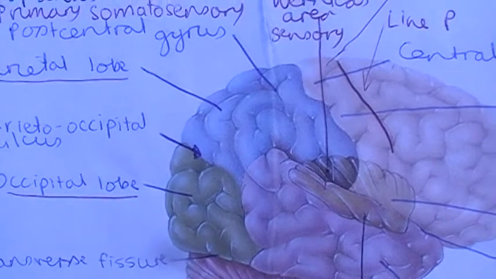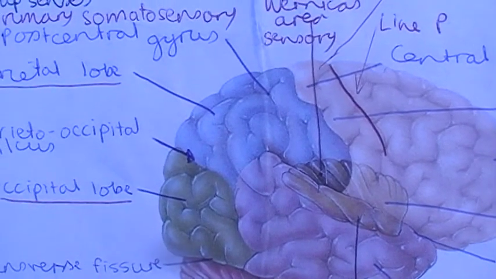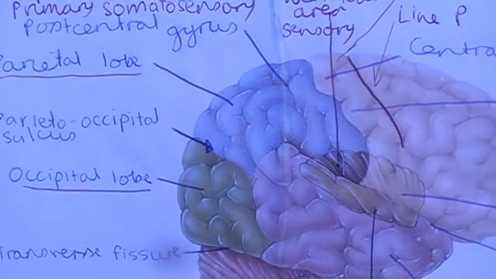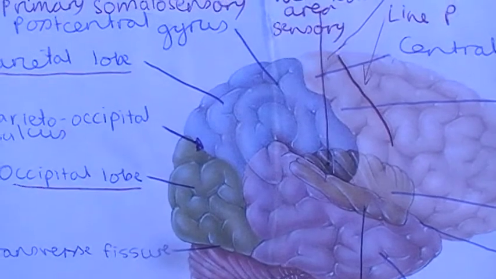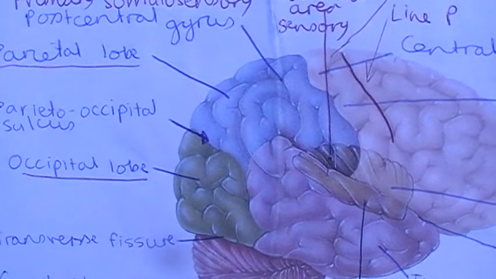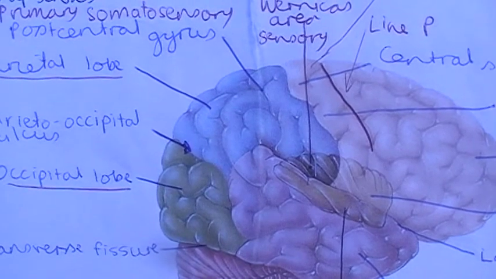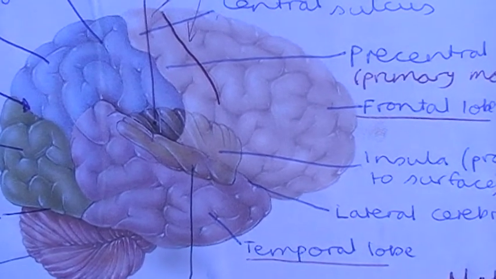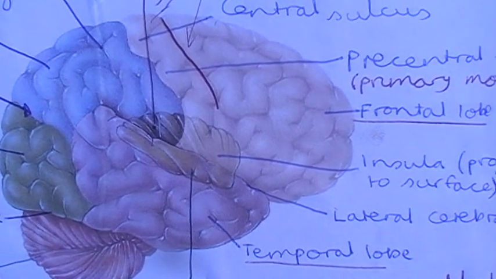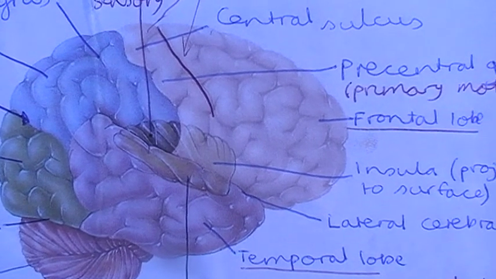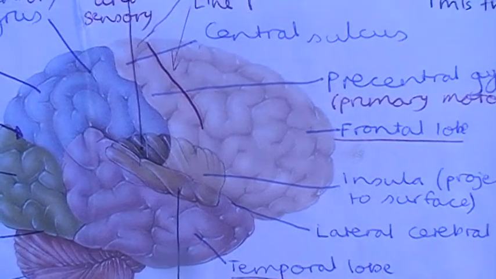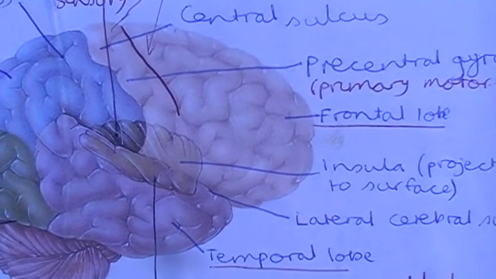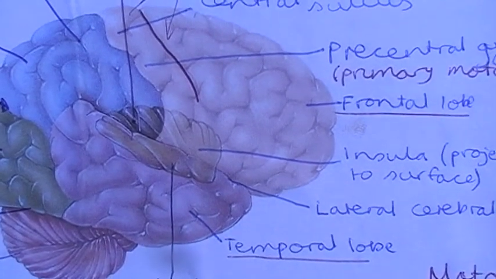The occipital lobe is the visual association area and the primary visual area. It makes sense of the visual information as well. The temporal lobe makes sense of auditory information. It's primarily the auditory area. It's also the olfactory area and the facial recognition area.